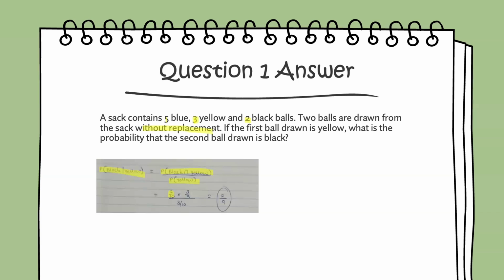So if one ball has been taken out, then that's just gone. So now instead of 10 balls left, we have 9 balls left, and out of those 9 balls, 3 of them are yellow. So that's why we get 2 out of 10 times 3 out of 9. And then we divide that by the probability of getting just a yellow, which is 3 out of 10. If you put that all in your calculator, then you get this final result here, which is 2 over 9. That's the probability that the second ball being drawn is going to be black, given the fact that the first ball drawn is already yellow.